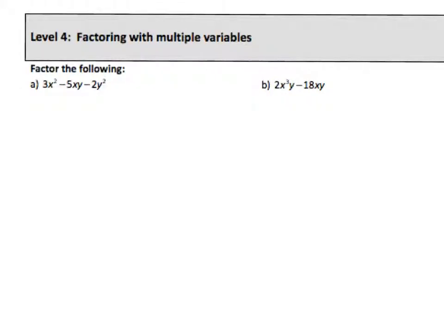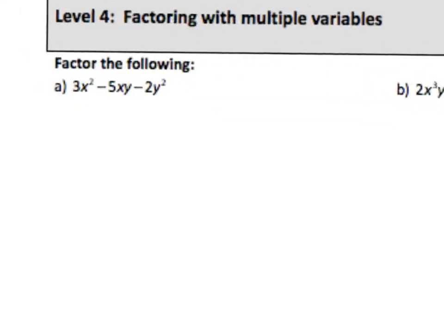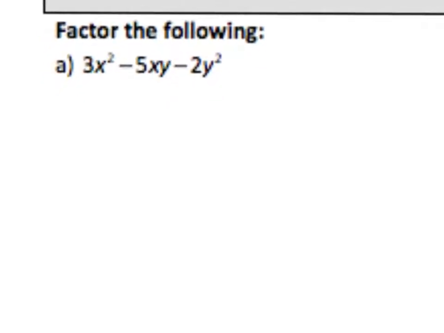Okay, level 4 is factoring with multiple variables. So, same process that we have been doing in the past, we want to look for greatest common factors here. Looking at the numbers 3, 5, and 2, none of them have a common factor. Same thing with the variables. The first term is x squared, the second term is xy, and the last term has y squared. All of them don't have the same variables in common. So we're just going to have to do some work here and factor without a greatest common factor.